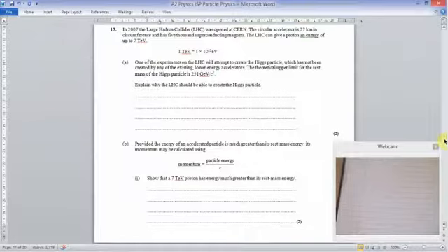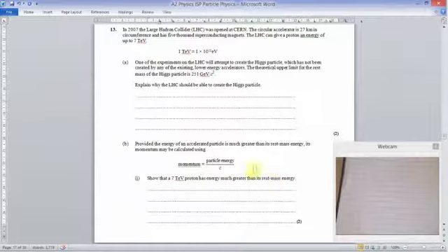Right. So, provided the energy of an accelerated particle is much greater than its rest mass energy, its momentum can be calculated by that equation over there. So momentum is equal to energy over c, c being the speed of light. Show that a 7 tera electron volt proton has an energy much greater than its rest mass. So first you figure out the rest mass energy of a proton, and then you figure out what 7 tera electron volts is in terms of energy as well, or in terms of joules as well.